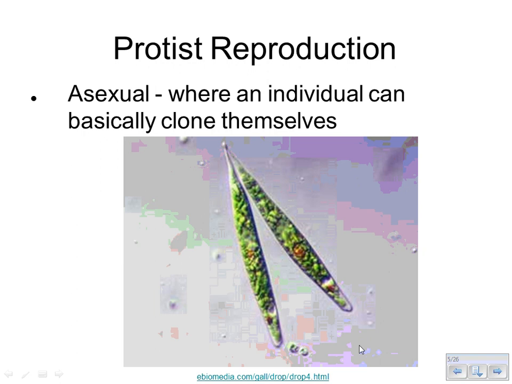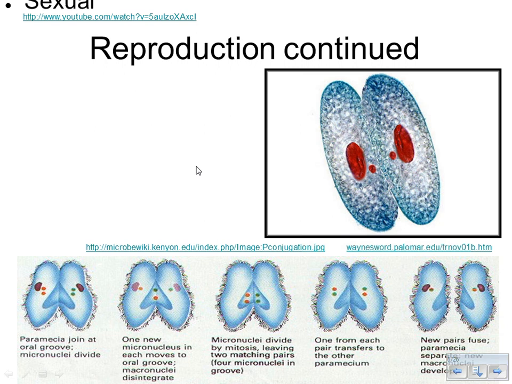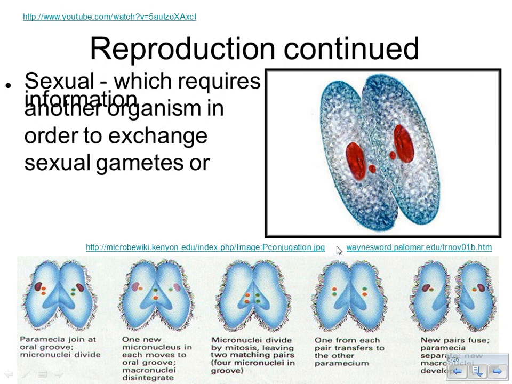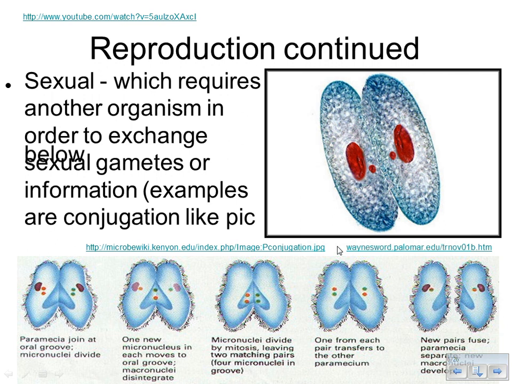All right. Protist reproduction. Protists reproduce asexually, where you basically have an individual that clones itself. They just sort of split in half. Oftentimes it's called binary fission, or sometimes even multiple fission. And then you can also have sexual reproduction. Sexual reproduction occurs when you have two organisms that exchange genetic information, and that allows there to be an increase in variability in the population.